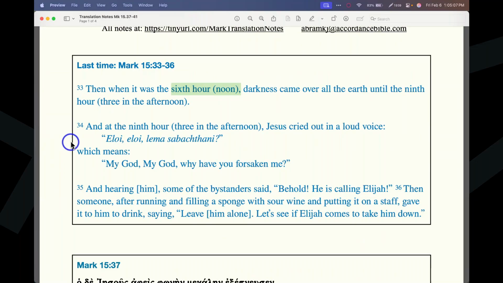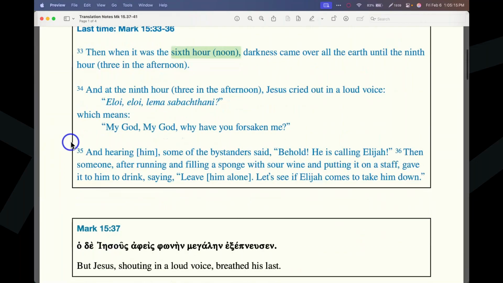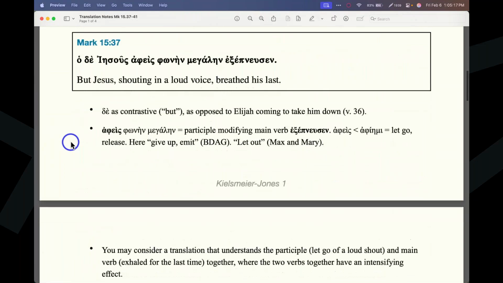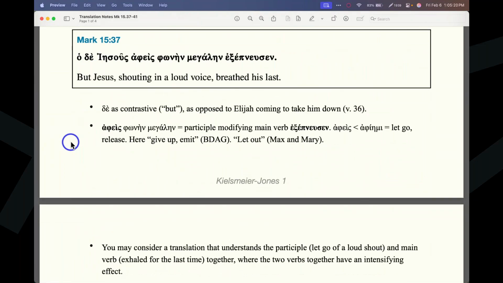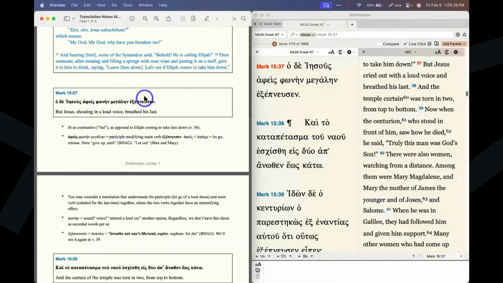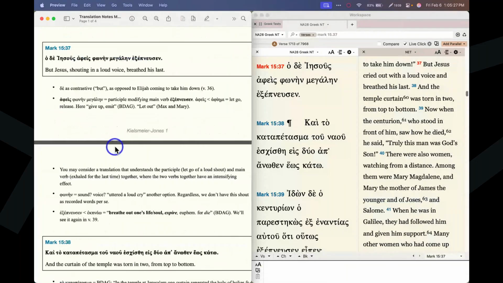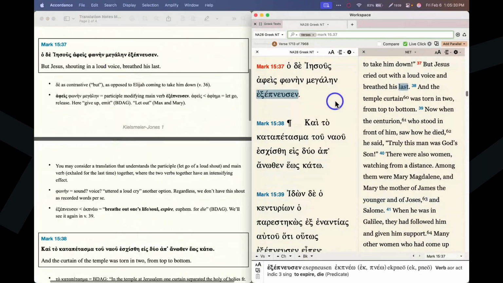So we stopped there. If you didn't know the story, it might be a little bit of a cliffhanger. Let's see if Elijah comes to take him down. But in fact, Elijah does not come to take him down. There are larger goals, purposes at play here. We come to verse 37. I'm going to put this back here on the side, and we'll look at this in Accordance. I've also got my translation here. But let's go left to right.